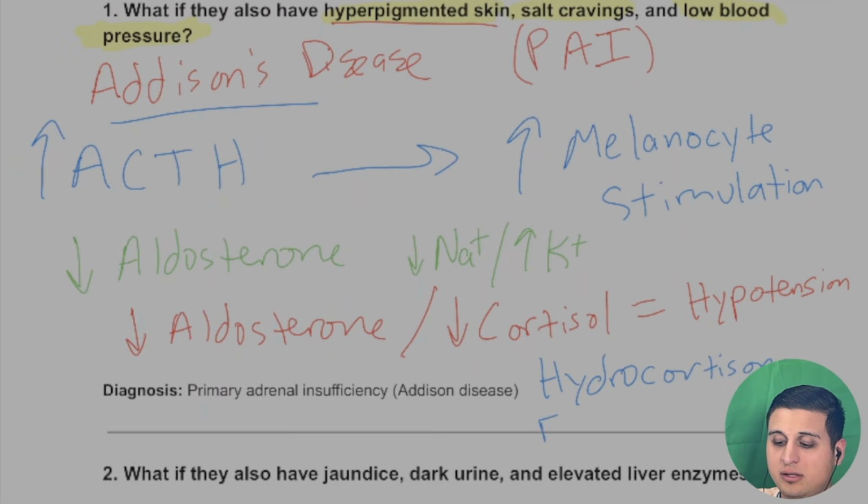And that'll be our steroid, and then fludrocortisone. And that'll be our mineralocorticoid. All right, so this is the gluco, and this is the mineral. Gluco meaning it'll take the place of cortisol, mineral meaning it'll take the place of aldosterone. All right.